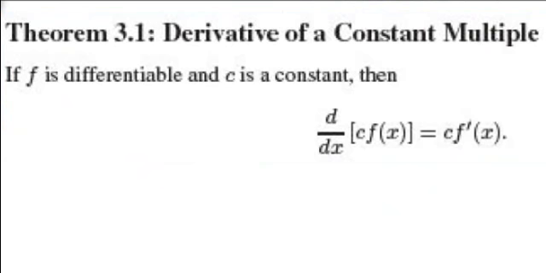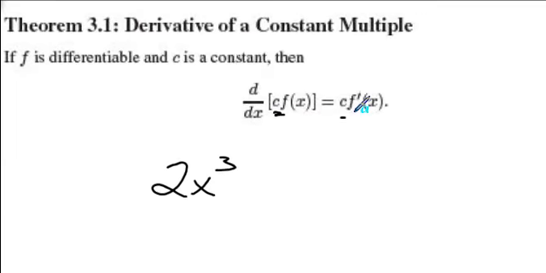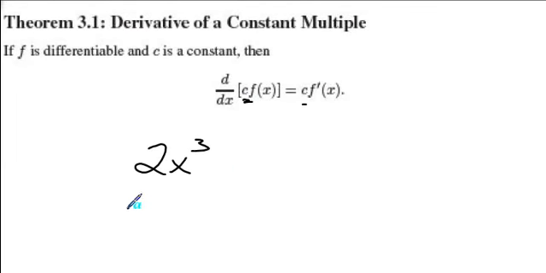Our next rule is basically the constant multiplier rule. In this case, if I had something such as 2 times x to the third, because I have this constant out in front, that's what that C represents, I can pull that constant out and evaluate the function as itself individually.